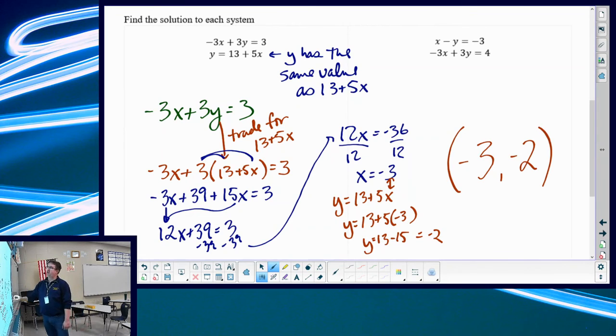Okay, I'll leave the other question for you to do. We'll talk more about it. Sometimes you're going to have to isolate this, just so you know, so I can get this by itself. So notice if I added y to both sides, I now have something that is substitutable. Okay, we're going to do some more practice on that.